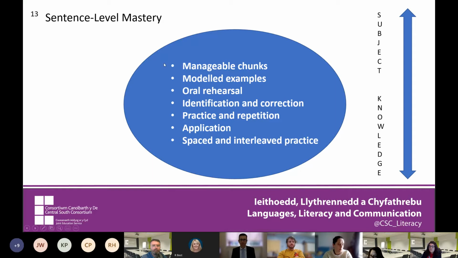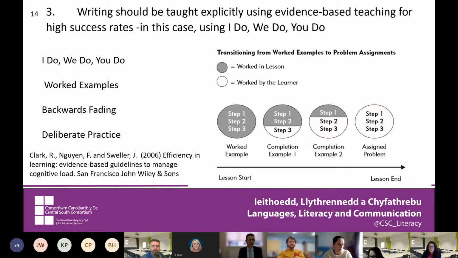So this brings me on to the next principle. Principle 3. Writing should be taught explicitly using evidence-based teaching for high success rates. And in this situation, I'm going to refer to the I do, we do, you do model. There are lots of fancy names for this pedagogical approach. It can be called backwards fading, worked examples, or deliberate practice. I like to keep things simple, and I prefer to use the same terminology that I would use with my pupils. So for the purposes of this session, I'm going to stick with I do, we do, you do.